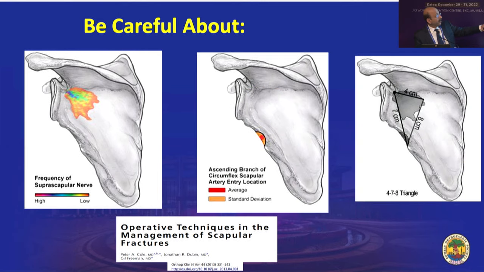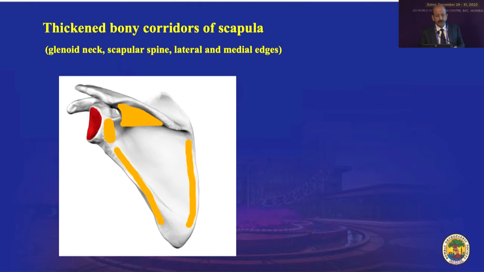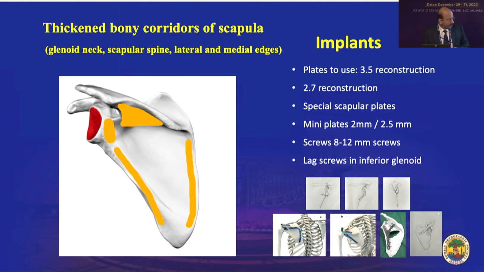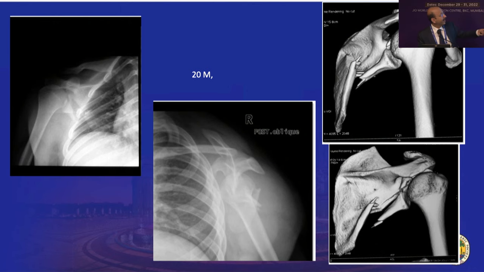The second thing is the circumflex lateral branch, which comes here ascending, which can be ligated if it is hampering your lateral structures and your fixation. This triangular area is the serious one, where the glenoid neck is there, which you need to be careful about, because the nerve and the vessels are here. This is the nerve and the vessel of the suprascapular and the circumflex, which you need to protect. These are the areas where you can put in the plates and screws.